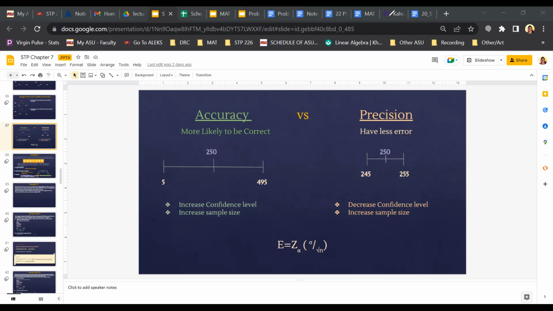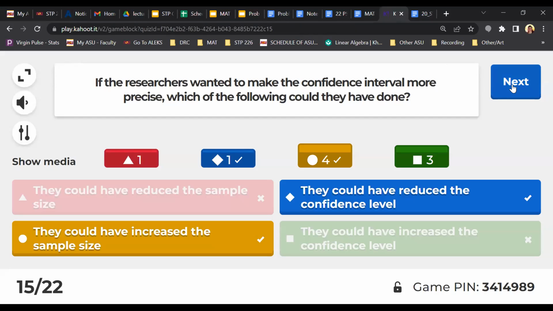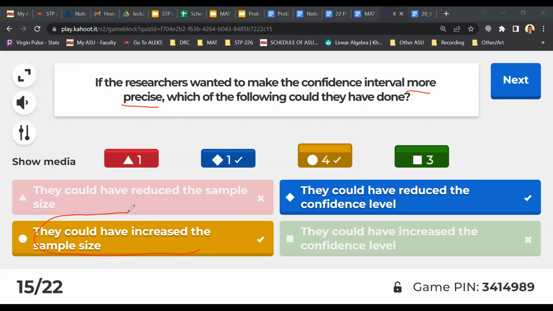Okie dokie, heading back to the Kahoot here. If the question asks, what can you do to be more precise? Then there are two correct answers. There's increasing the sample size, because that's just always good. And in the case of precision, reducing the confidence level. If it was asking for accuracy instead of precision, then we would pick green.